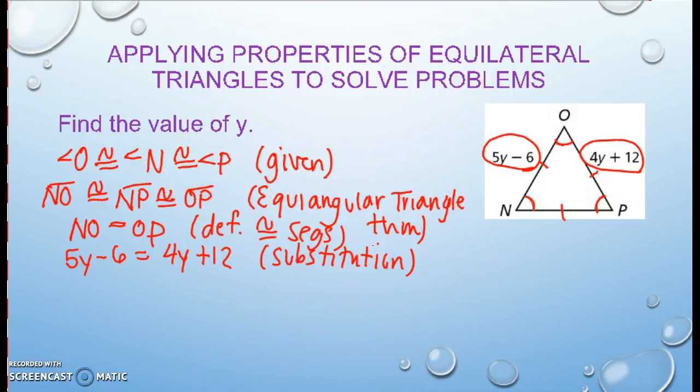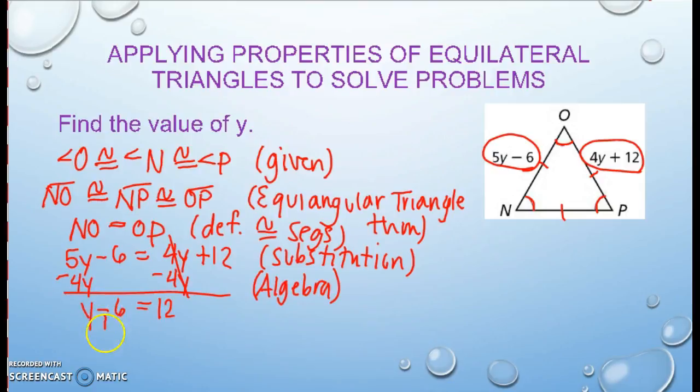Now solving this equation, I need to get all of the y's together on one side of my equal sign. To do that, I can just subtract off 4y from each side. You'll see that these y's cancel, leaving me with just 1y minus 6 is equal to 12. That was just algebra, or more specifically the subtraction property of equality. Now I can get y by itself by adding 6 to both sides. That's, again, algebra or the addition property of equality. And that gives me that y must equal 18.